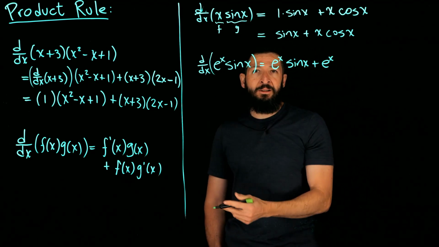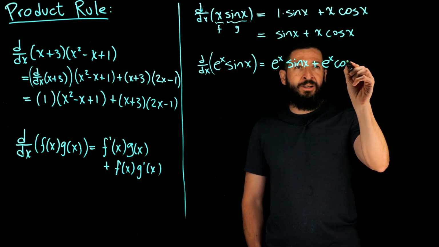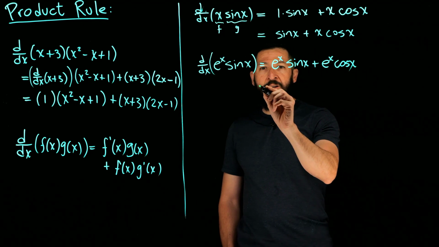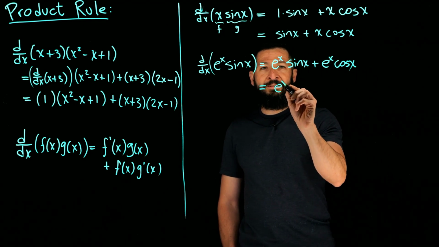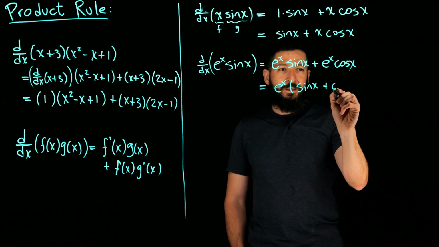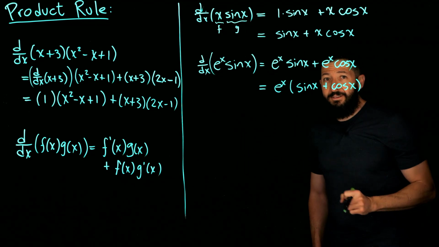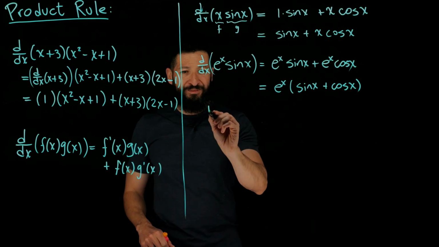Remember, the derivative of e to the x is e to the x. And then the derivative of sine, which is going to be cosine x. This one is nice because you can factor an e to the x out, and you can write it like that, e to the x times sine of x plus cosine x.